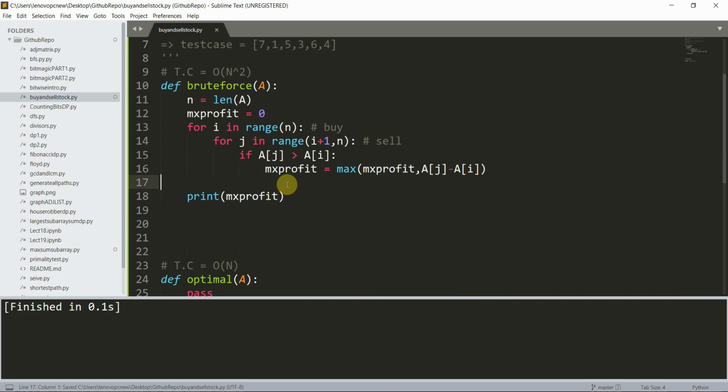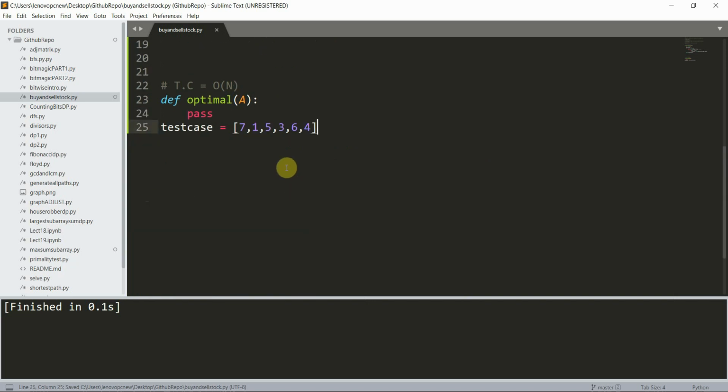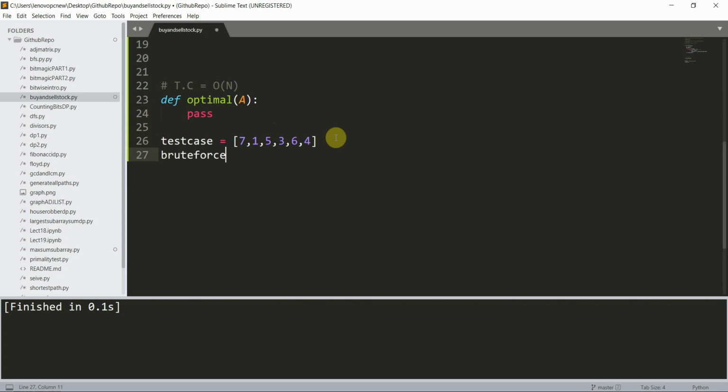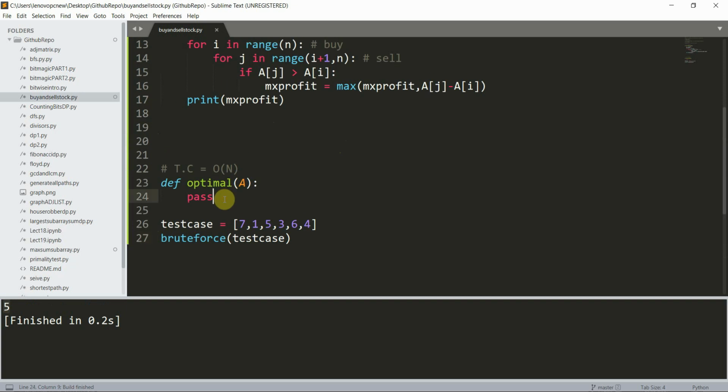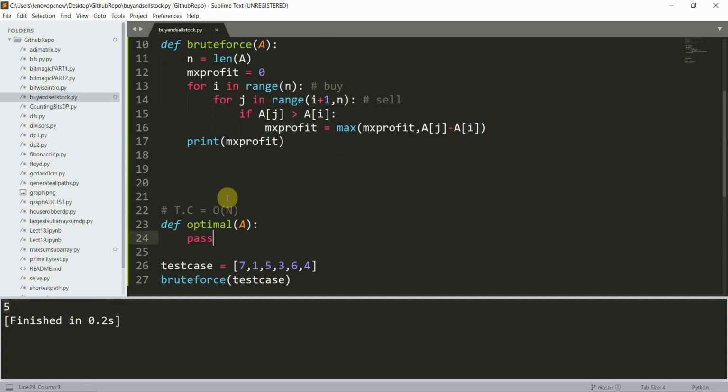So I hope this question is clear, and I'll run this brute force test case. Yeah, I get the answer as 5, but I have an optimal way of solving this question. Let's see what is the optimal way we can solve this question in O of n approach.